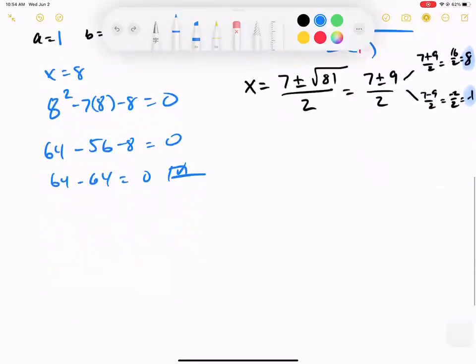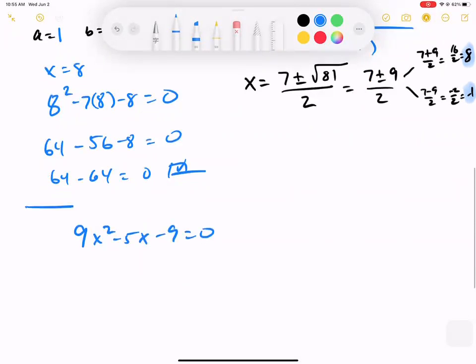Let's try another problem. The next problem we're going to do is not going to be a nice square root. So let's go ahead and try it. We have 9x squared minus 5x minus 9 is equal to 0. Now this problem is not going to be a nice square root, so I want you guys to make sure you have your calculators out so we can find the decimal answer to this.